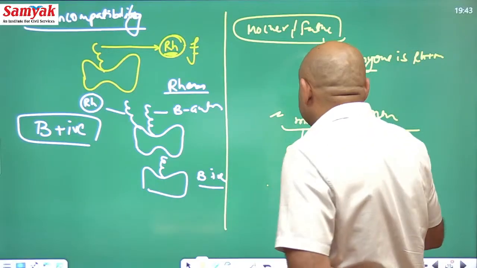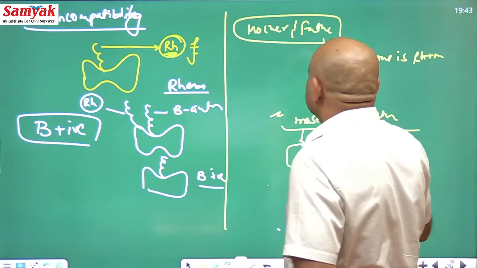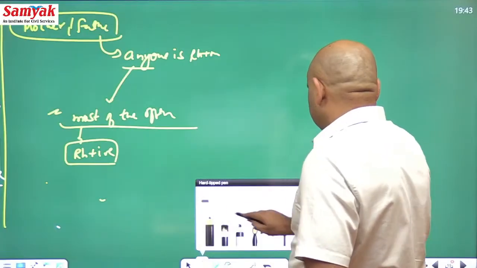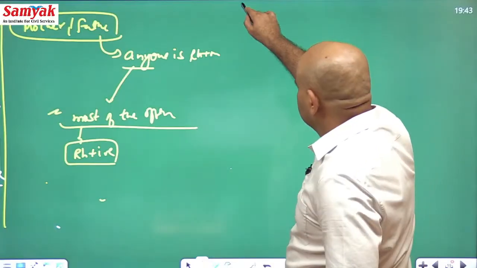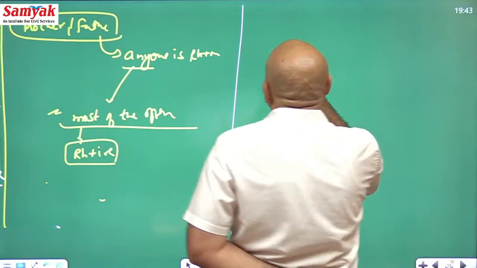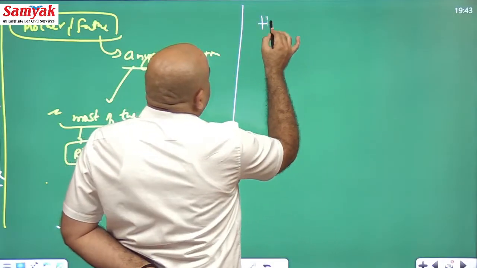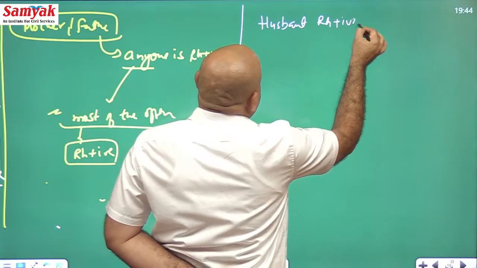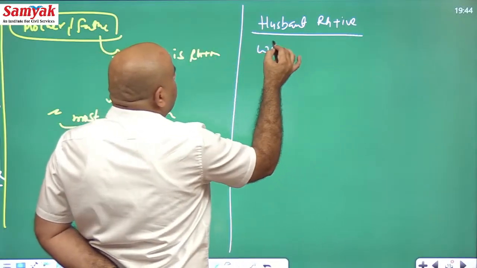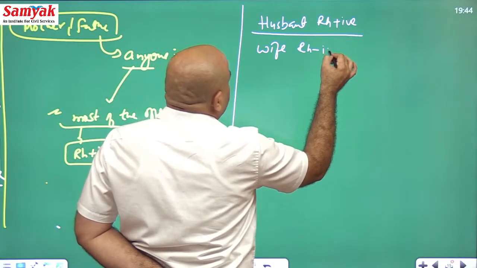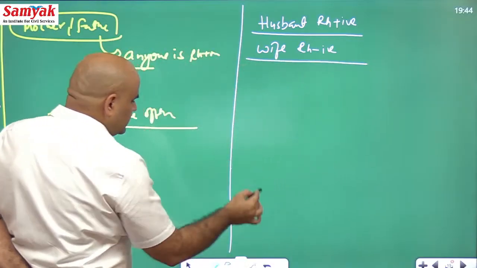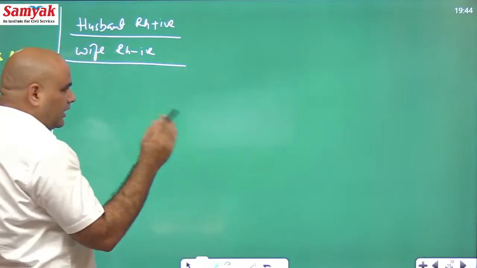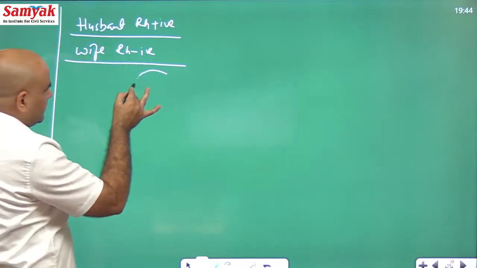Now see, what is RH incompatibility? Just imagine there is a couple where the husband is RH positive and the wife is RH negative. This is the case where they will cause RH incompatibility. Now, how does RH incompatibility work?